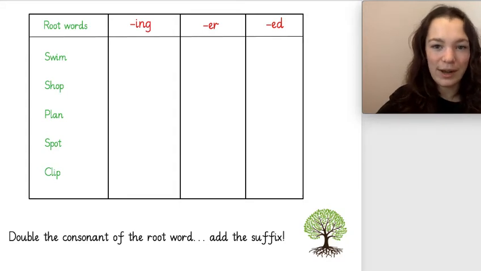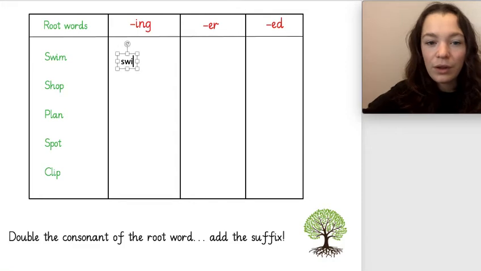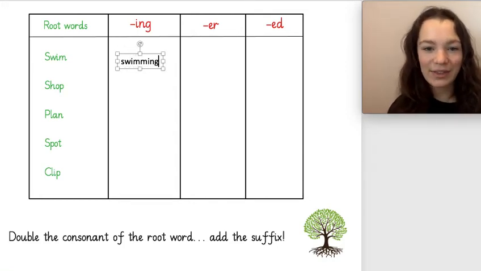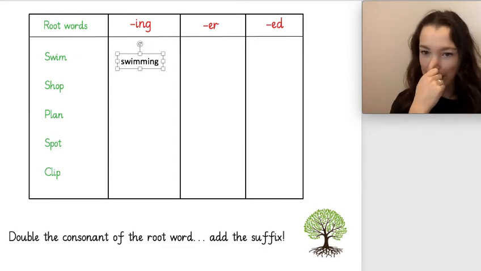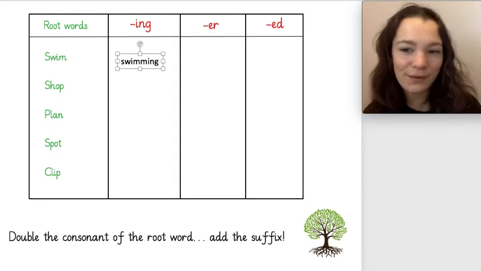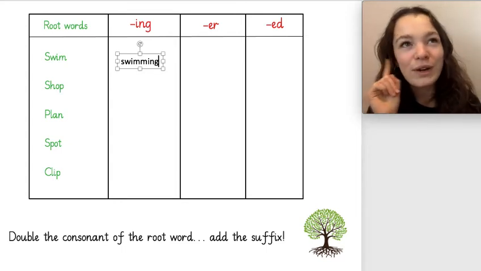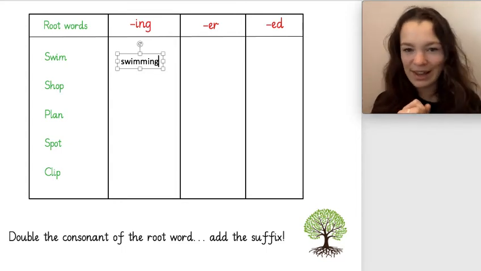So for example, swim is going to become swimming. I need to double the consonant and add the suffix, and you need to go along each word, and there is one that doesn't fit the rule, so let me know if you spot it, and you'll notice it when you read the word out and you're like, that doesn't sound like English to me.